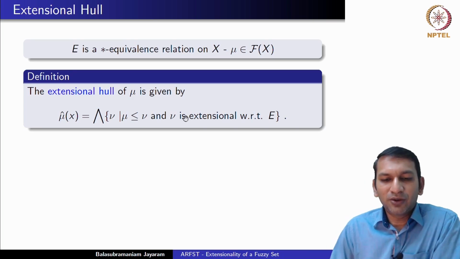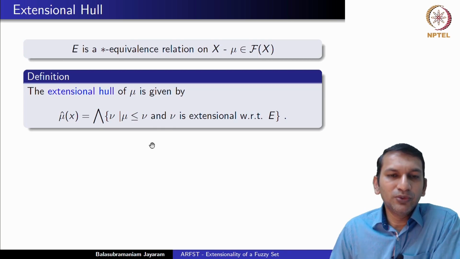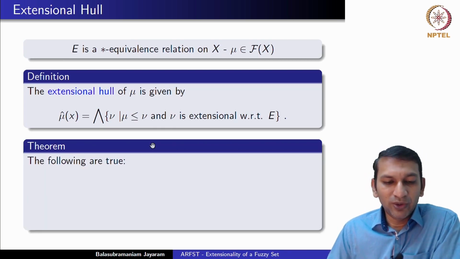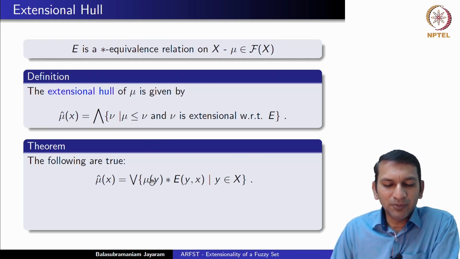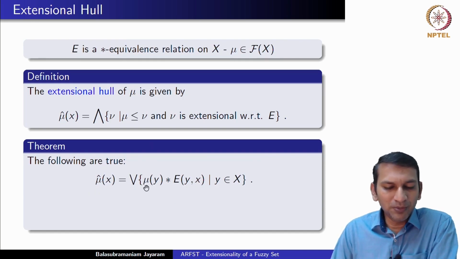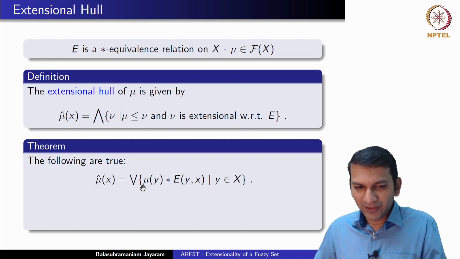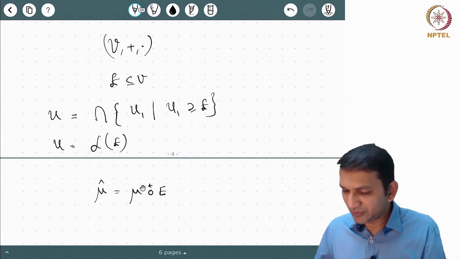But how do we find all the extensional fuzzy sets with respect to E that contain mu and then to obtain the infimum? So this is where the following definition comes in handy. It says mu cap of x is nothing but the supremum over y of mu(y) star E(y,x) for every y. So, put succinctly, mu cap is nothing but mu circle star E that you have considered.